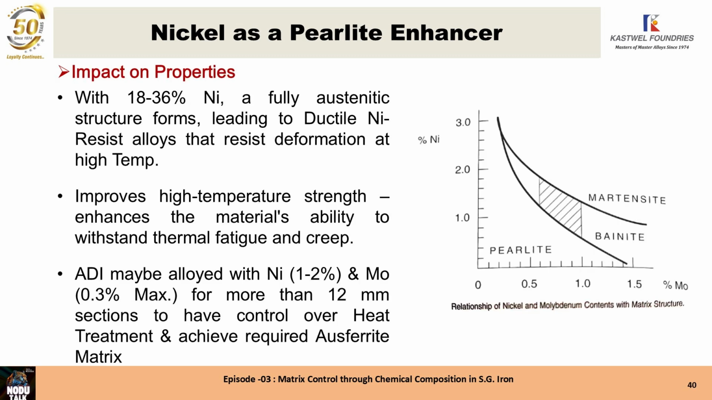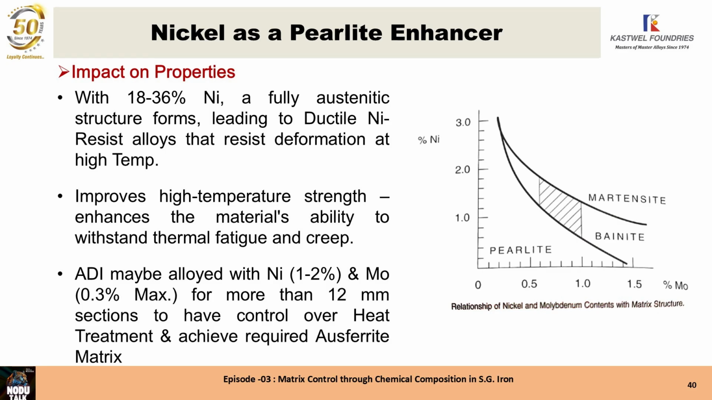Yeah. Avoid excess use of nickel in ferritic ductile iron. What is the effect of nickel on properties? With 18 to 36% nickel, a fully austenitic ductile structure forms, leading to Ni-Resist alloys that resist deformation at high temperature. It improves high temperature strength and enhances the material's ability to withstand thermal fatigue and creep.